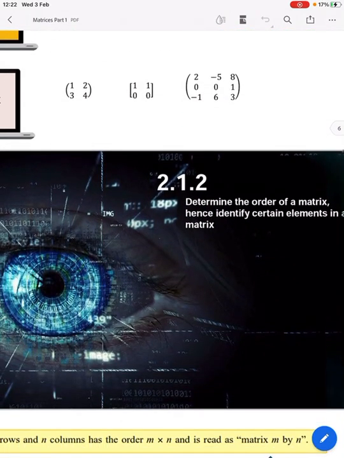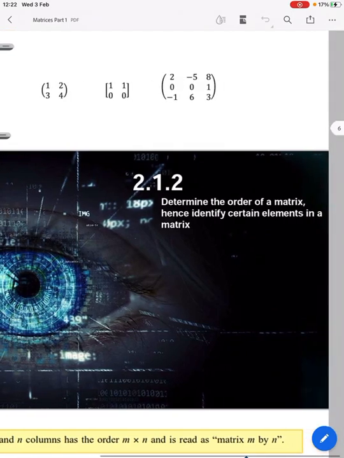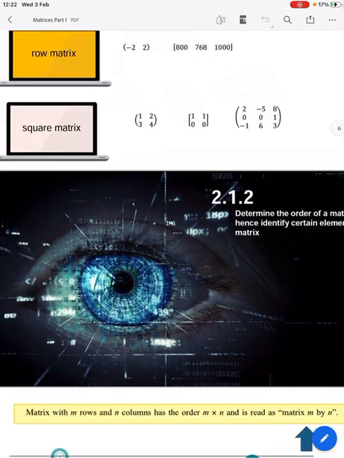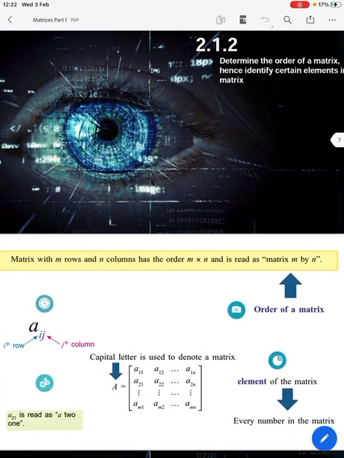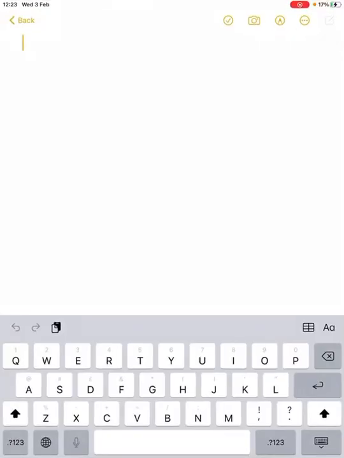to 2.1.2, to determine the order of a matrix. The order, hence identify certain elements in a matrix. Okay, what does it mean by the order of a matrix? Okay, a matrix with m rows and n columns has the order m by n. Okay, so let me show you an example.